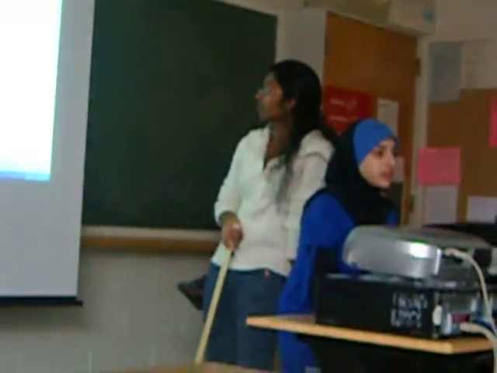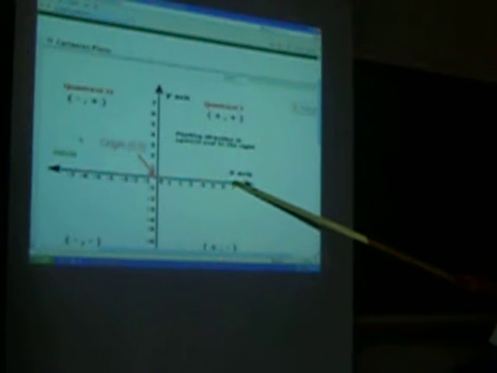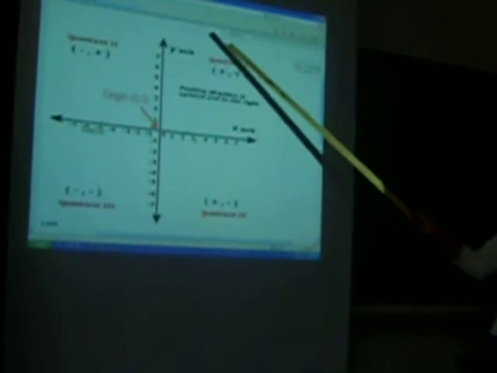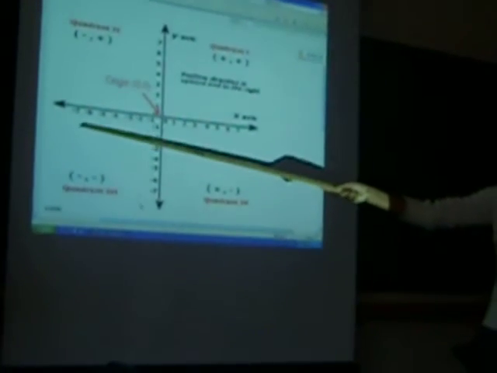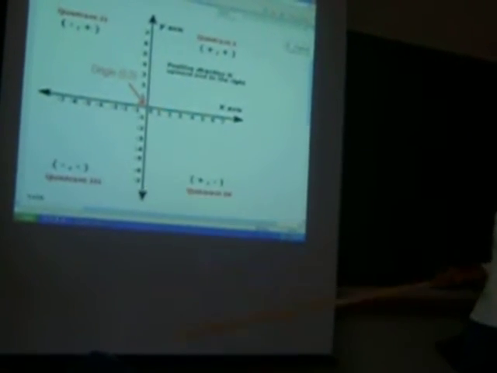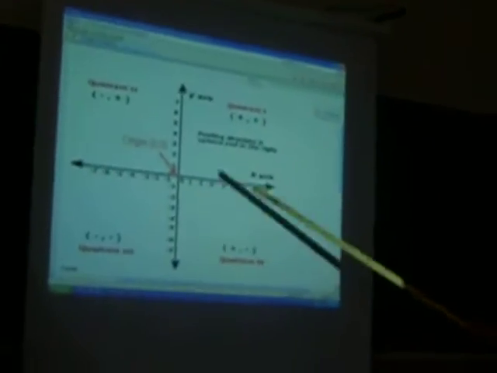And you guys know why it's positive, positive, and then positive, negative. This is positive, positive because the numbers are positive and positive for the first quadrant, and then here it's negative and positive, here is negative and negative, and here it's positive and negative. And remember that the x-axis always comes first, so that's why. Anybody have any questions about that?